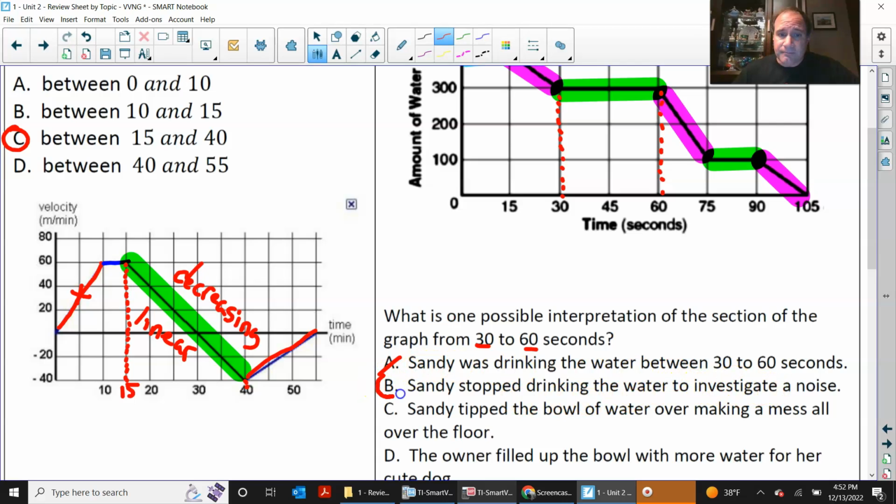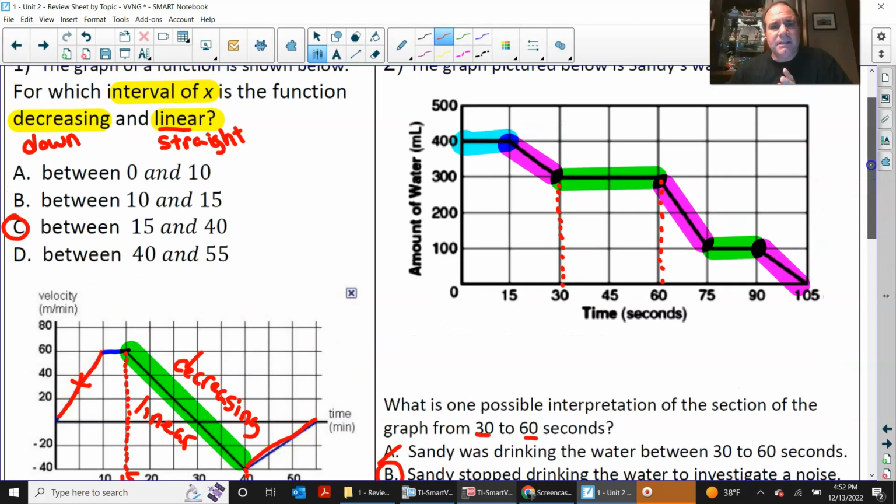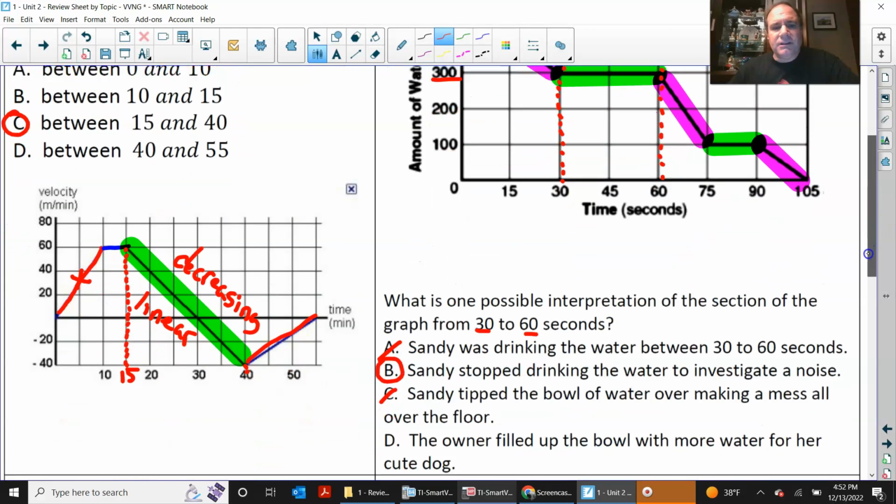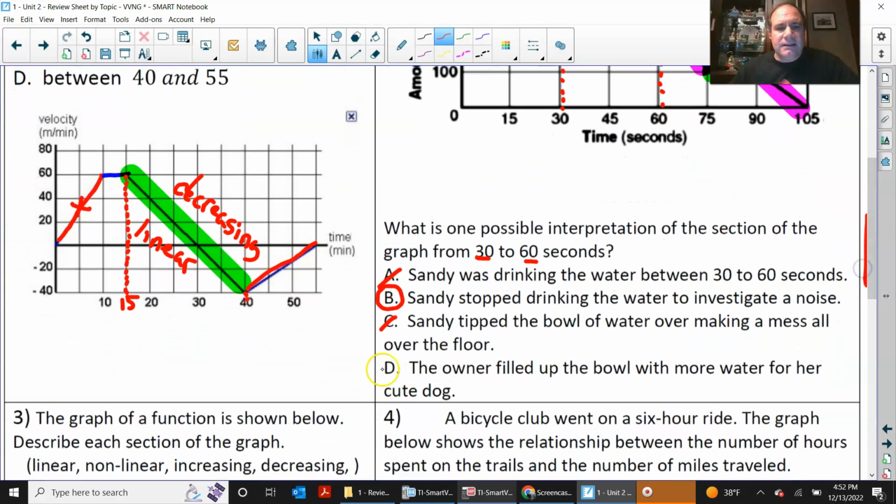Okay, that's possible. I'm going to circle it. Sandy tipped the bowl of water over, making a mess all over the floor. If Sandy did do that, it would go down to 0 immediately, and it didn't go down to 0 immediately, so that's out. The owner filled up the bowl. The bowl is not being filled up at that point. The bowl is staying the same. It had 300 milligrams of water between here and here, so B is your answer. We're going to cancel out D and everything like that.